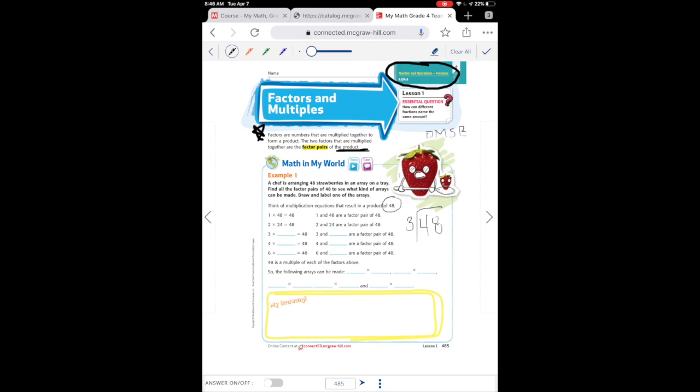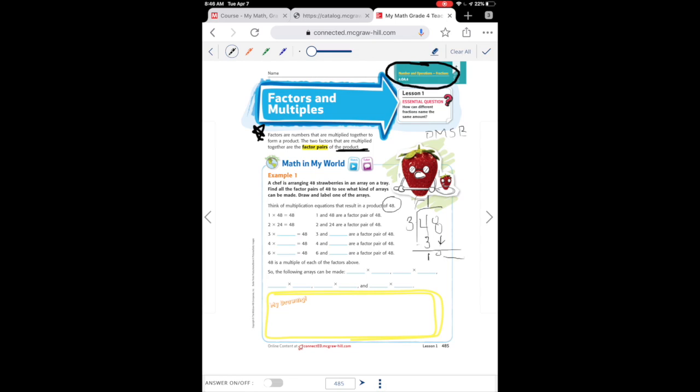DMSB: divide, multiply, subtract, bring down. Okay, we know how to do this. This is just a quick review. How many times can 3 go into 4? 1 time. 1 times 3 is 3. S stands for subtract. 4 minus 3 is 1.